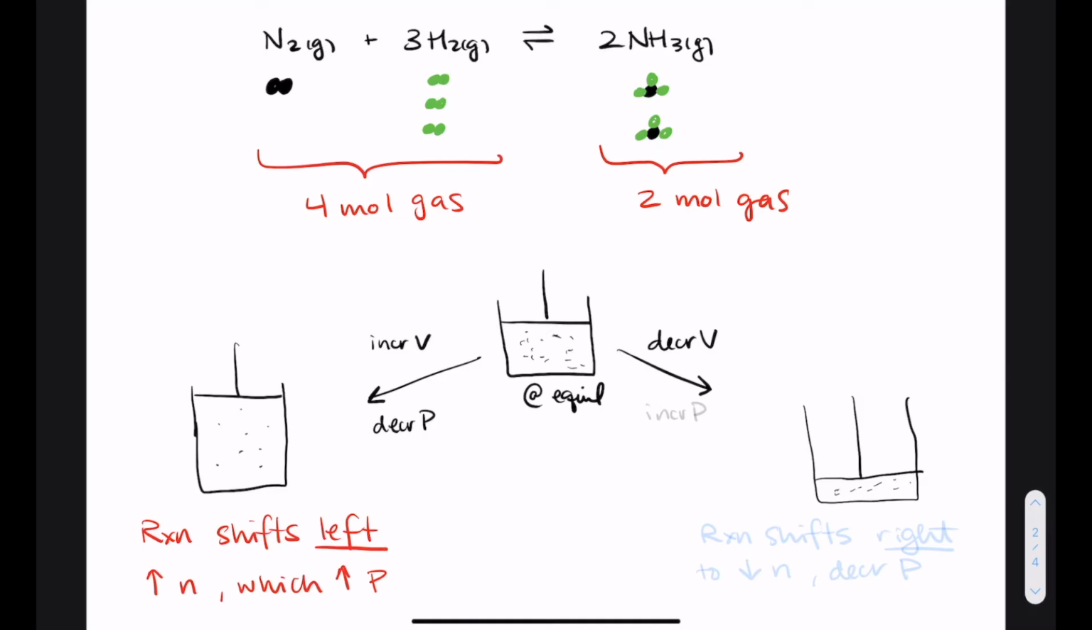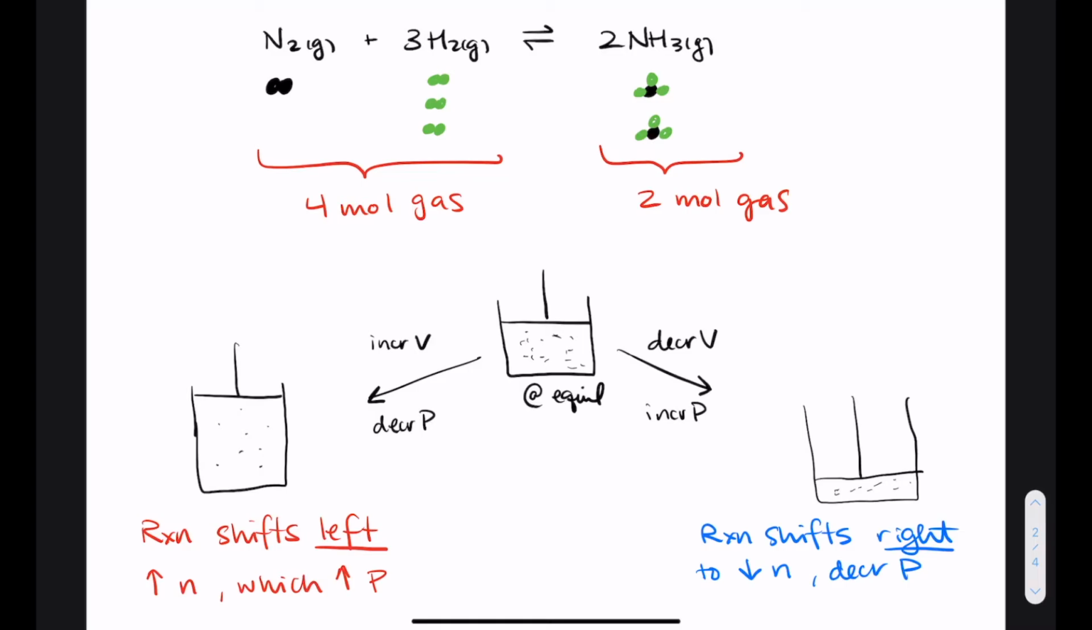On the right side here, if I do the opposite, so I push this piston down, I decrease the volume. A decrease in volume will result in an increase in pressure. So I've increased the pressure, my reaction will shift in the direction that decreases the pressure, which is the least number of moles, which for this reaction is to the right.